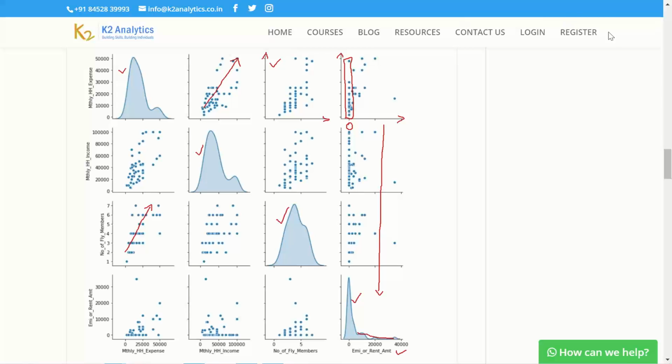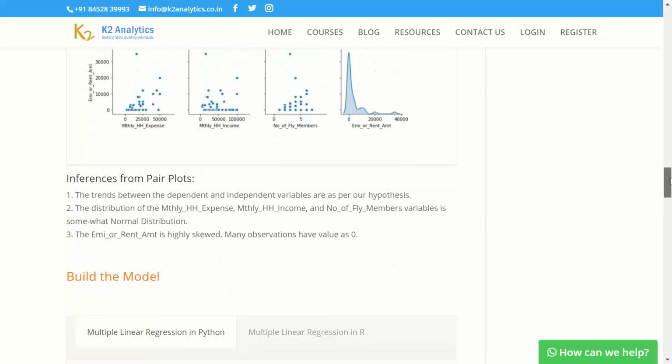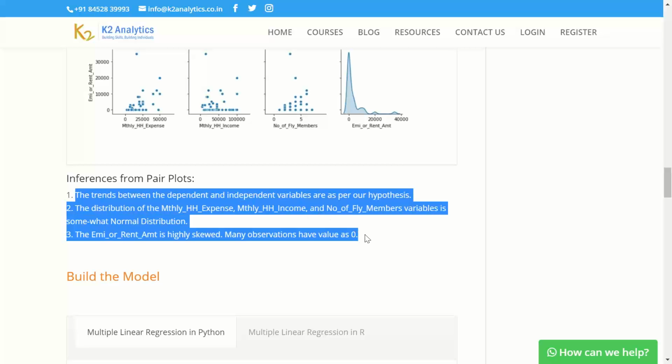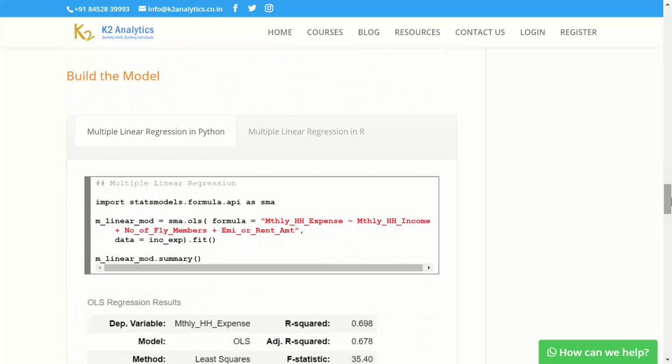So don't focus only on executing codes. Put some time into interpreting the charts. Having interpreted the charts, you make some inferences. I've given certain inferences here. We then get into model development.